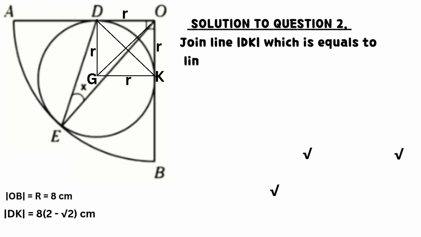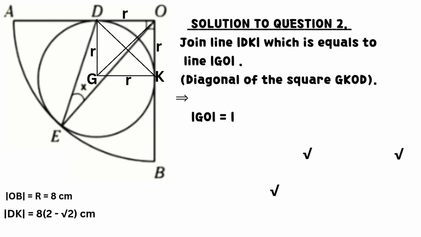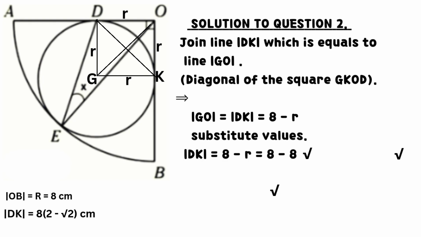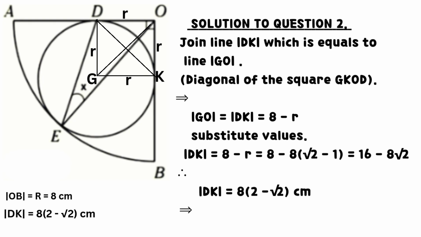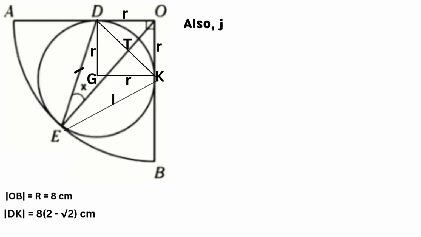Solution to question 2. Join line DK, which equals line GO. They are the diagonals of the square GKOD. It follows that line GO equals line DK equals 8 minus small r. Substitute values. Line DK equals 8 minus small r, which equals 16 minus 8 times the square root of 2. After substitution and simplification of value, therefore, line DK equals the product of 8 and 2 minus the square root of 2, in centimeters.